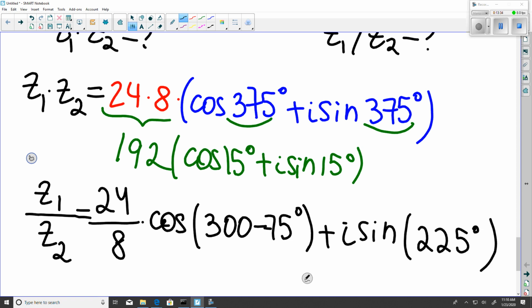And these are good numbers. This is something which we can calculate without a calculator. But you will have a calculator on the test. So this should not be a problem whatsoever.